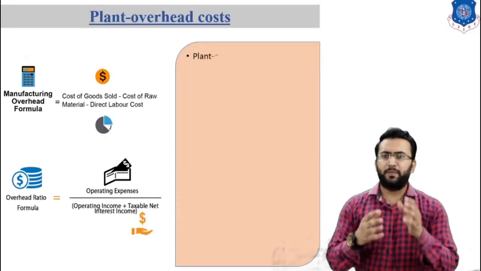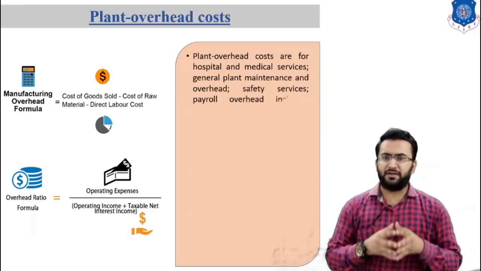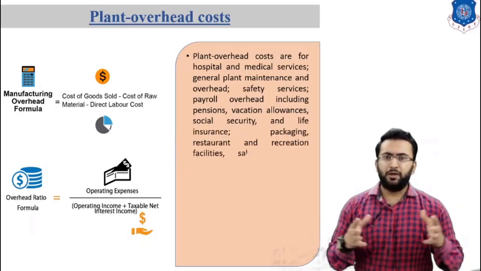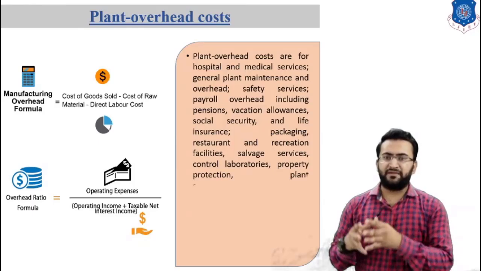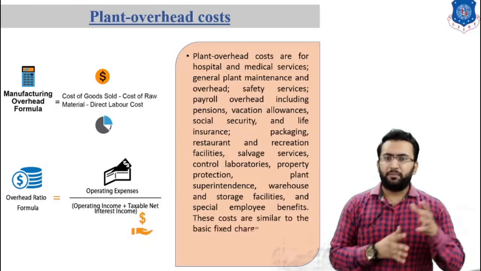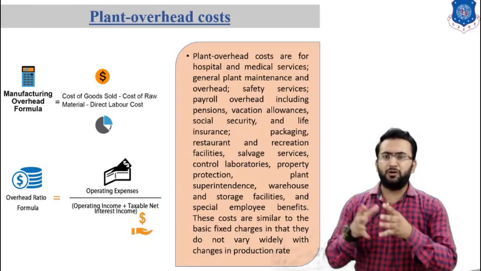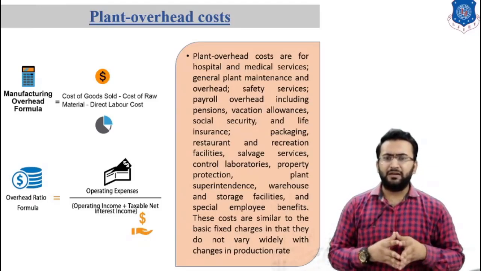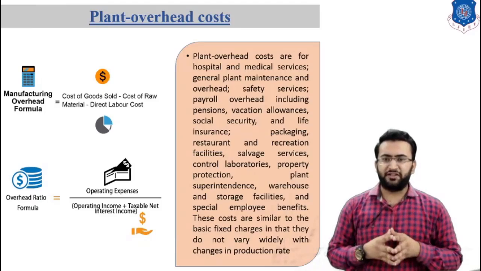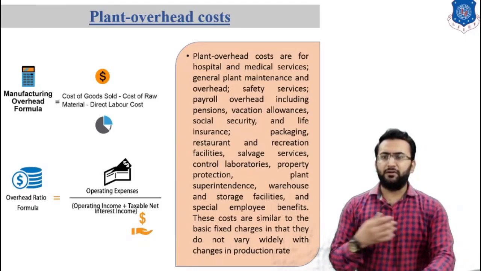Now let's talk about plant overhead cost. Plant overhead costs are for the hospital and medical services, general plant maintenance and overhead, safety services, payroll overhead including the pension, vacation allowance, social security, and life insurance, packaging, restaurant and other facilities, salvage service, control laboratory, property protection, cost for the plant superintendent, cost for the warehouse and storage facility, special employee benefit. These are all costs considered in plant overhead cost.